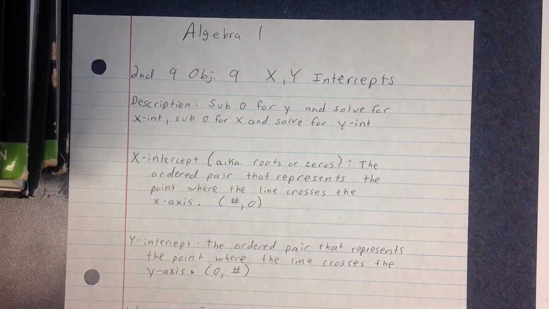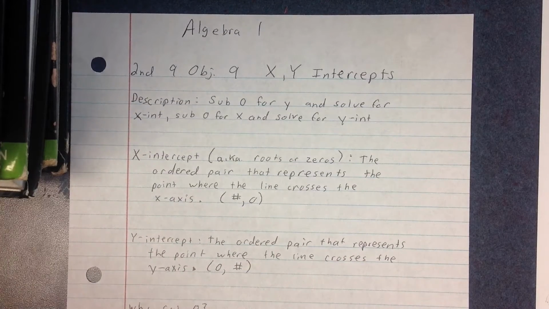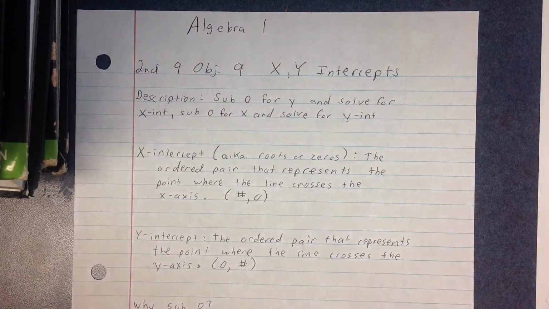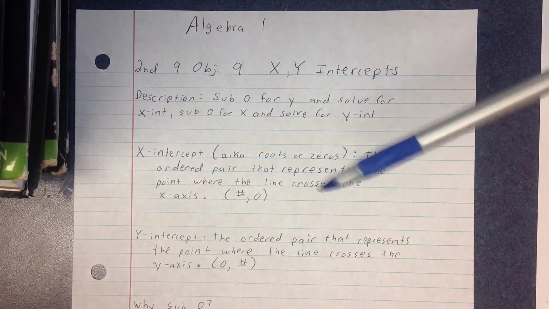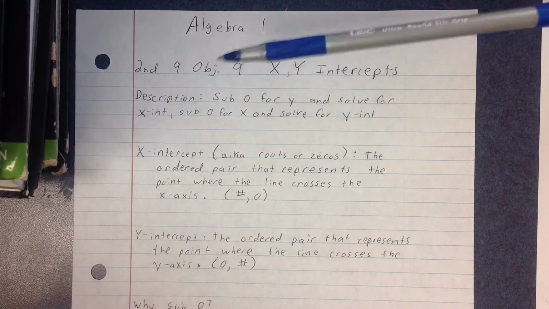Okay, next we're going to talk about objective 9, which deals with finding the x and y intercepts of a line. Our description is substitute 0 for y and solve for the x-intercept. Substitute 0 for x and solve for the y-intercept. So some basic terminology that we need to make sure we understand here.